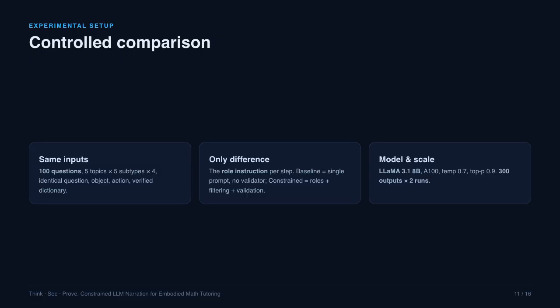The model is Llama 3.1 8B, running on an A100, with temperature 0.7 and top-p 0.9. Each system generates 300 outputs per run. That's 100 questions evaluated at 3 roles each. And we repeat the entire procedure across 2 independent runs to check that the results are not an artifact of a single sampling seed.